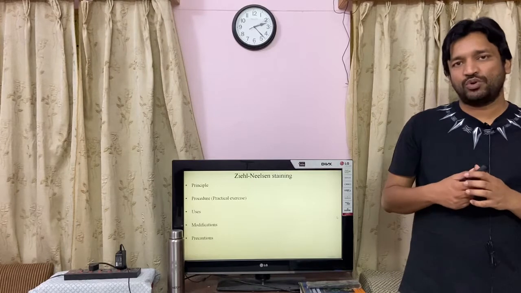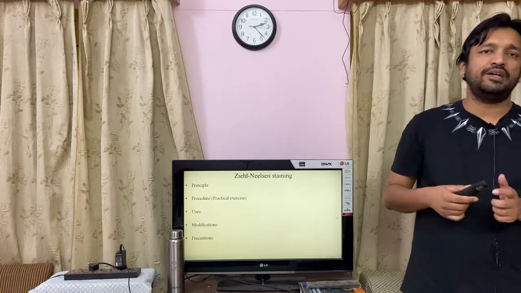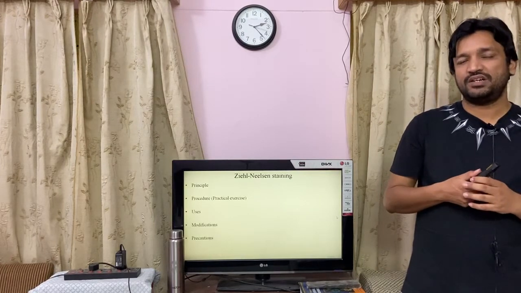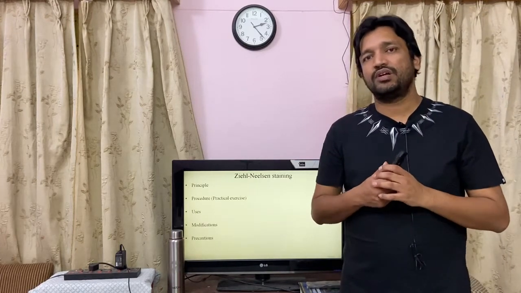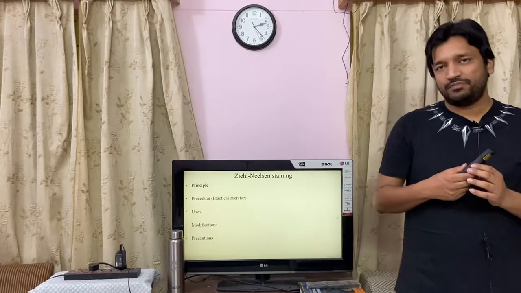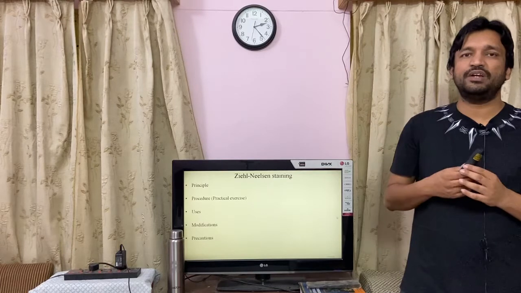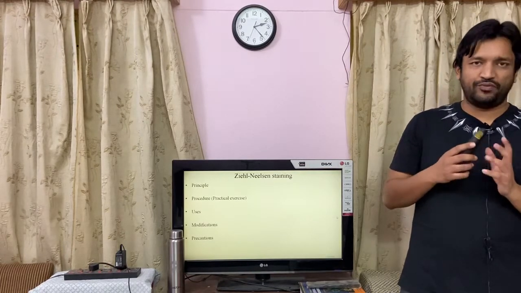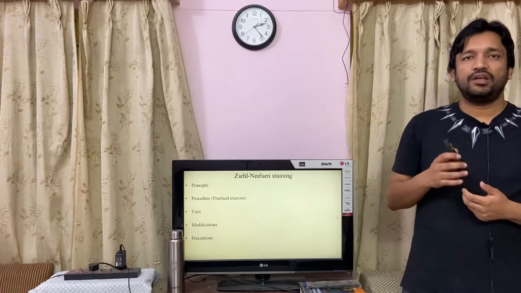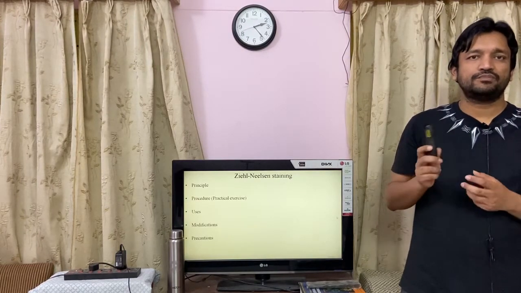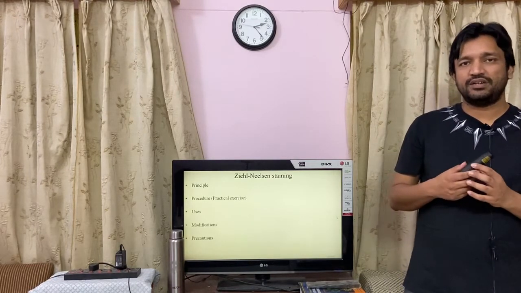For Mycobacterium tuberculosis, we use 20% sulfuric acid, or in the NTEP documents, it is mentioned as 25%. 5% sulfuric acid is used for Mycobacterium leprae. 1% is used for Nocardia, which is a gram-positive branched filamentous bacteria. We use 0.5% to 1% for coccidian parasites, Cryptosporidium parvum, Isospora and Cyclospora. Lastly, we have 0.25% concentration for spores.